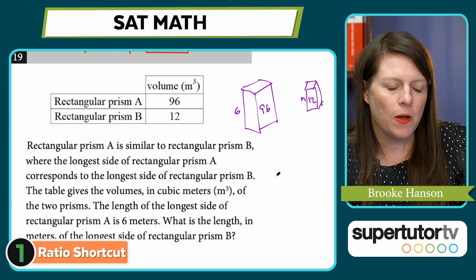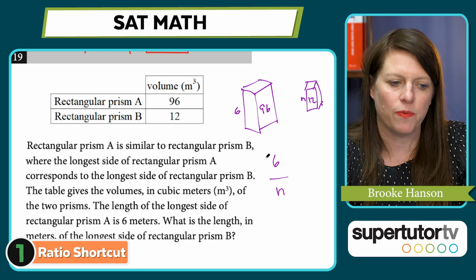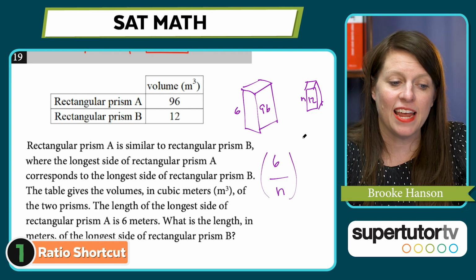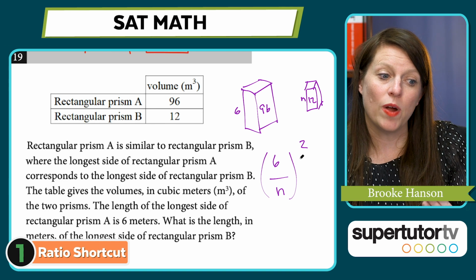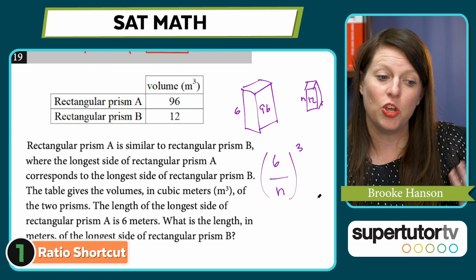So what I know is 6 over n is big over small side length, right? So remember, if I take the side length ratio and I square it, I will get the area. But here I don't want to square it. What do I want to do? This is volume. I want to cube it.